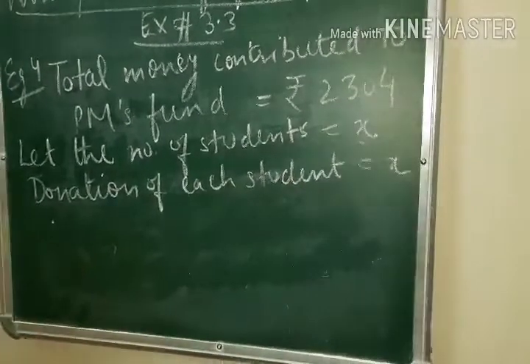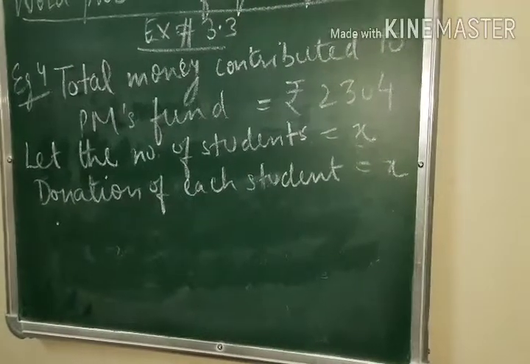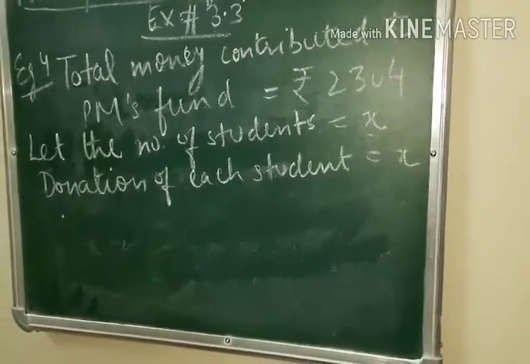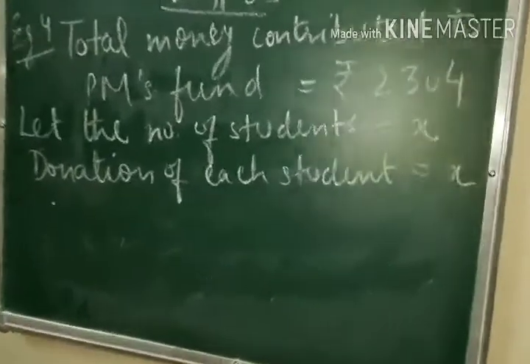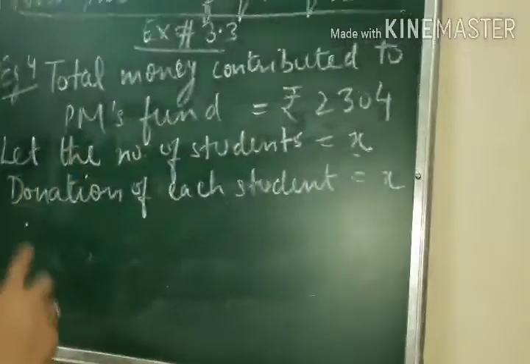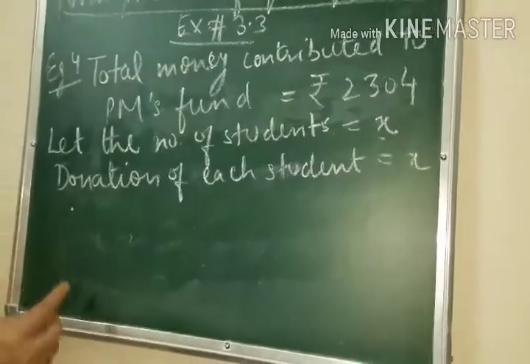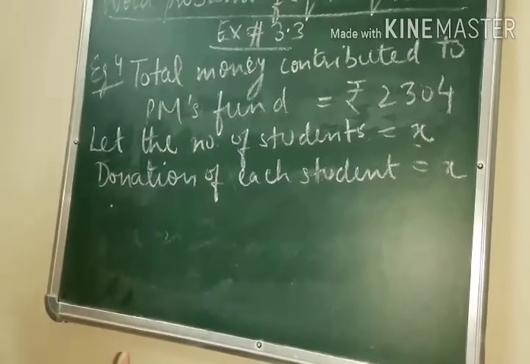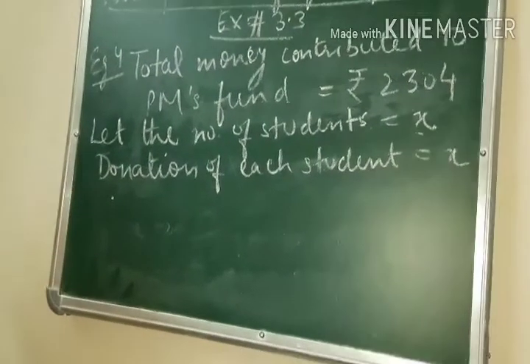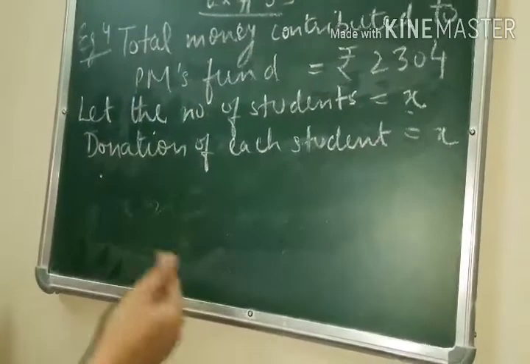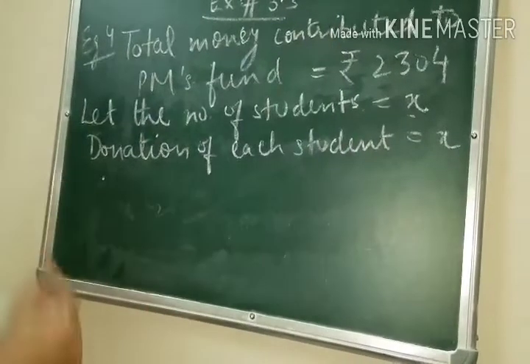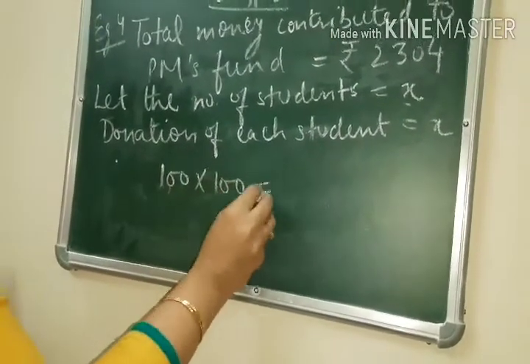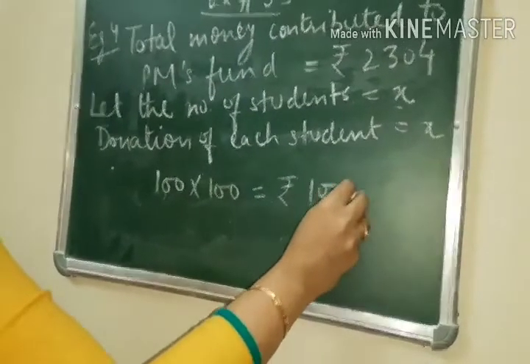Right? So I have given you the example. If there are 80 students, each student has donated 80 rupees. If there are 90 students, each student has donated 90 rupees. That is the condition in the question. Now, if there are 100 students and every student is donating 100 rupees, then 10,000 rupees will be the total for the PM's Relief Fund. In that case, we just multiplied 100 into 100 and found the total money as 10,000 rupees.